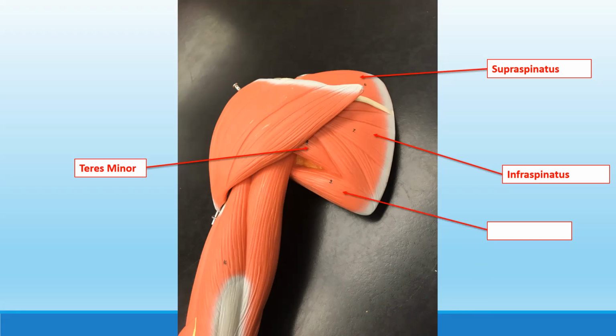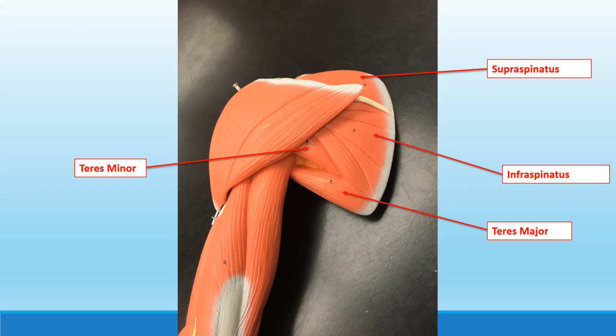This fourth muscle here is the teres major, and the teres major is not part of the rotator cuff. But if we have a minor, we've got to have a major. If we have a major, we've got to have a minor. The rotator cuff muscles are all unique. They all insert on the head of the humerus.